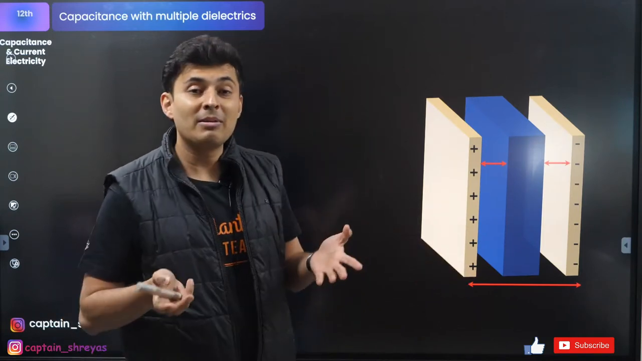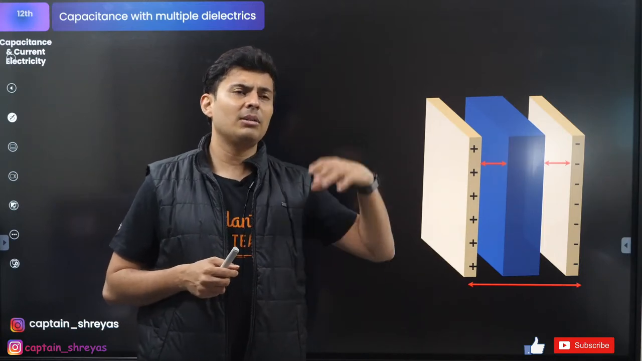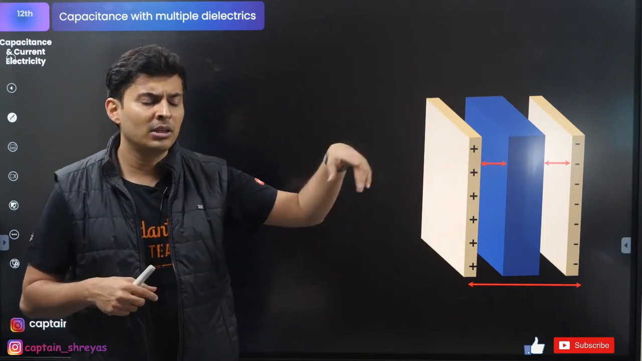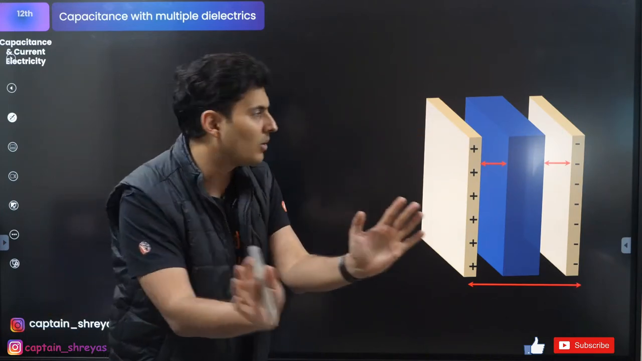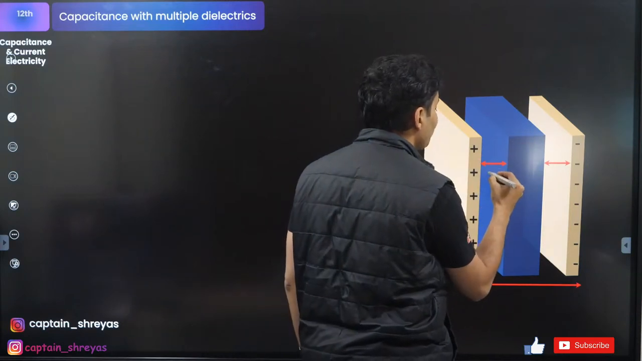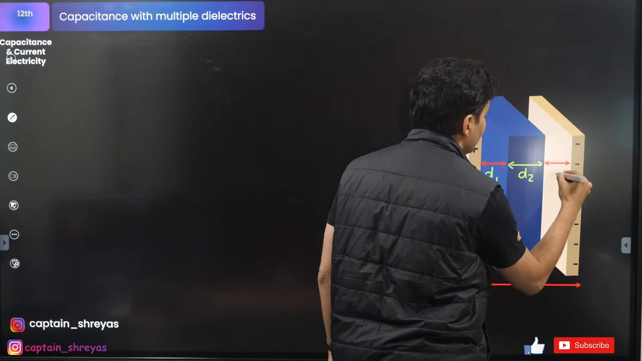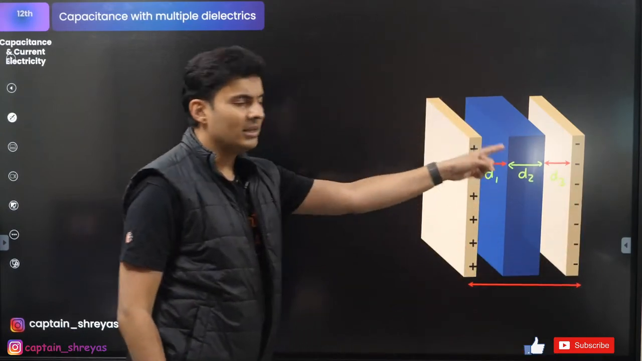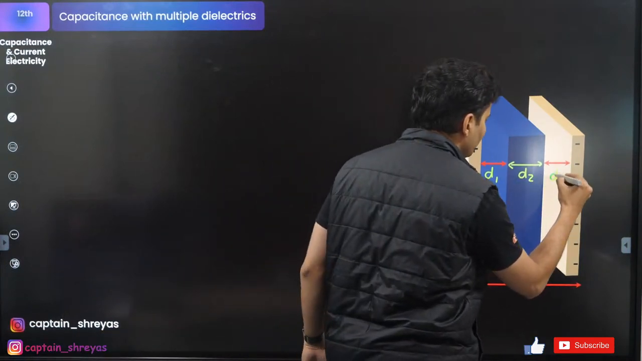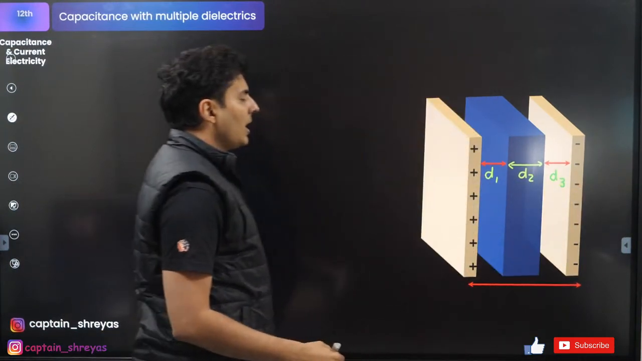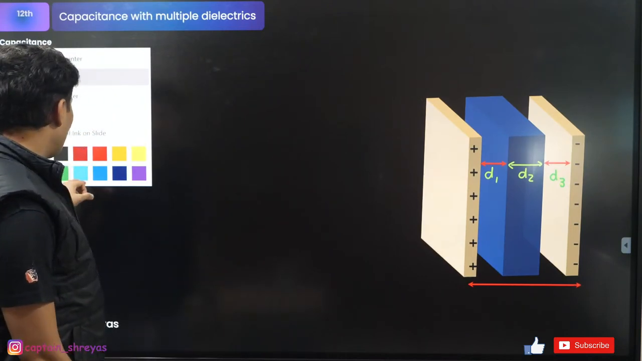A lot of people end up remembering, sir, that when the dielectric medium is not completely filled, when there is an air gap, the formula is epsilon d minus t by k. It is very confusing. Don't try to remember all those things. I'm going to give you an easier formula. Let's say this is d1, this is d2, this is d3. I don't know whether you can see d3, so maybe I can use a different color. This is d3. So these are the distances of each layer.